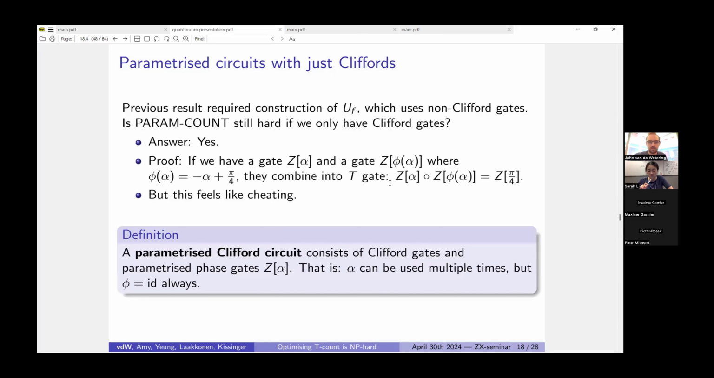And let's define a more restricted class of circuits. So I define a parameterized Clifford circuit, which consists of Clifford gates and parameterized phase gates Z alpha. So now I no longer allow an arbitrary function of alpha. I can only put in this alpha directly from my parameter space. So we can still use alpha multiple times, at multiple spots in my circuit, but the function that determines what the phase in my diagram is going to be is always the identity.